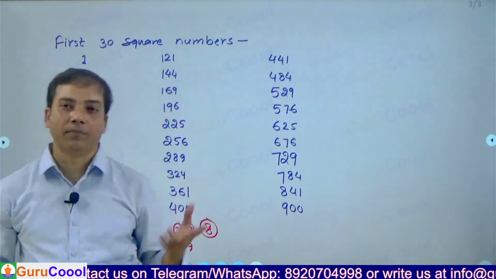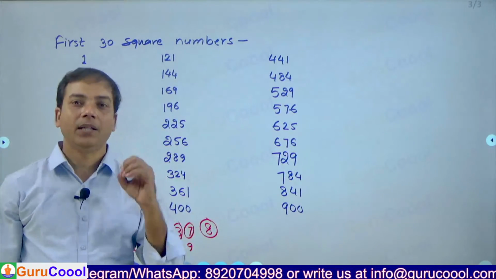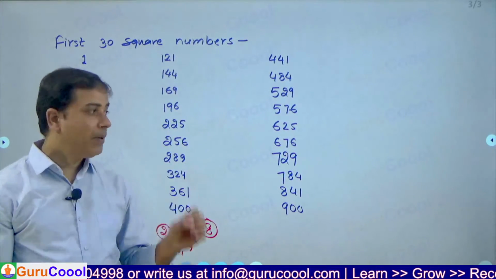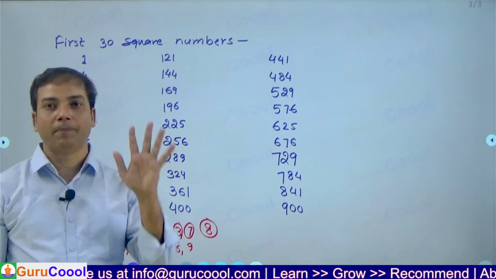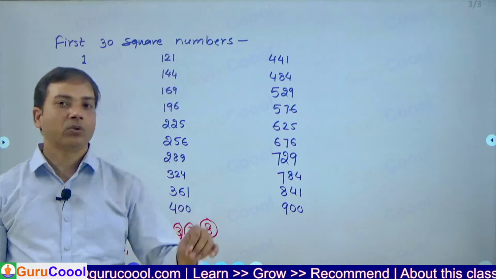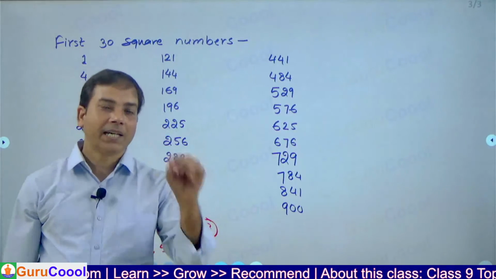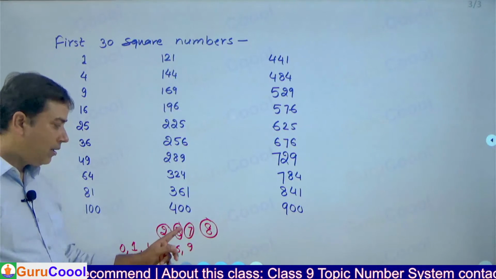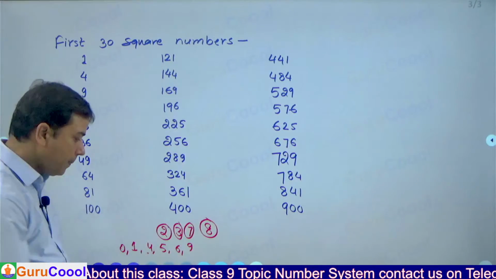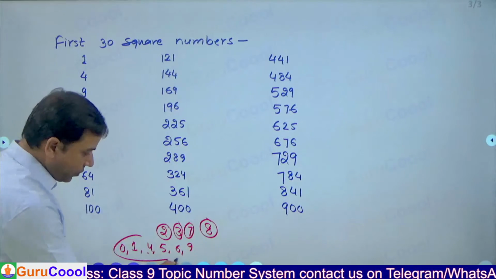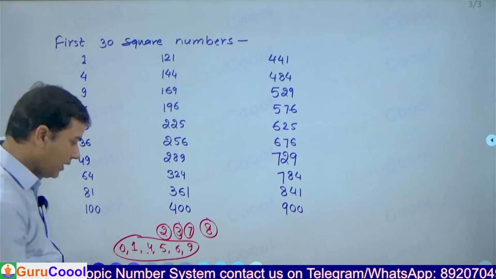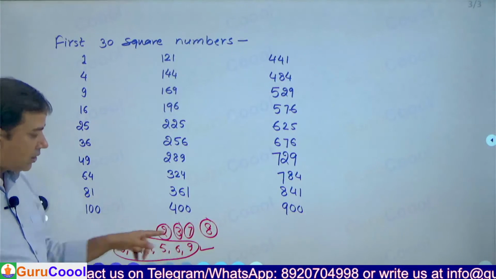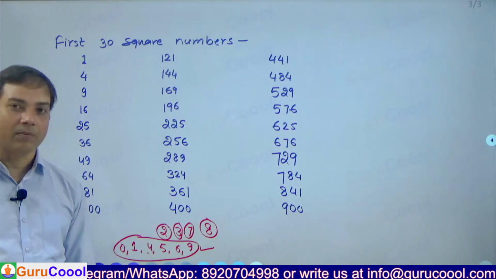So you square any number, maybe small or big, maybe a 2-digit, 3-digit, 4-digit, or 5-digit number, any number. You will never see 2, 3, 7 or 8 at one's place. Only 0, 1, 4, 5, 6, 9. Only these 6 digits will come at one's place, not these 4. Isn't it a very amazing fact?